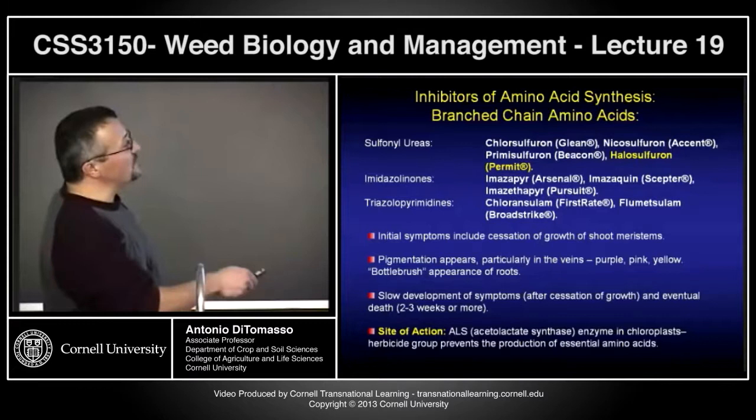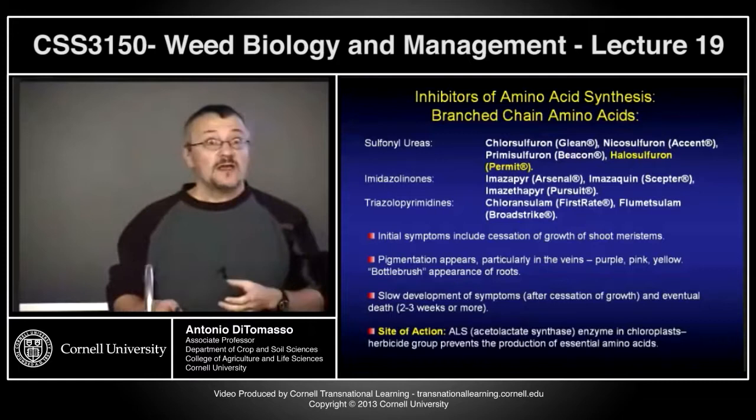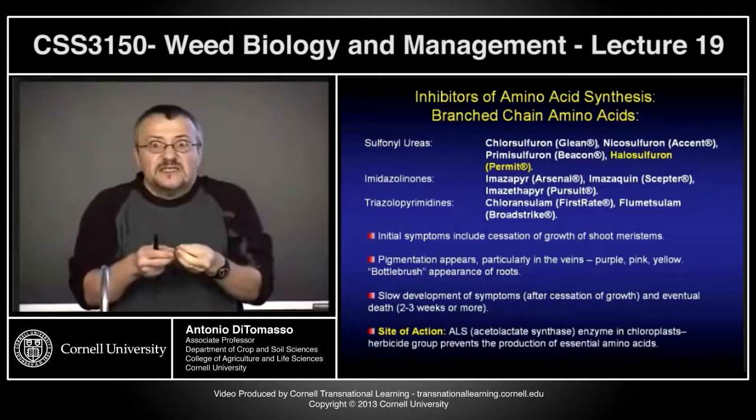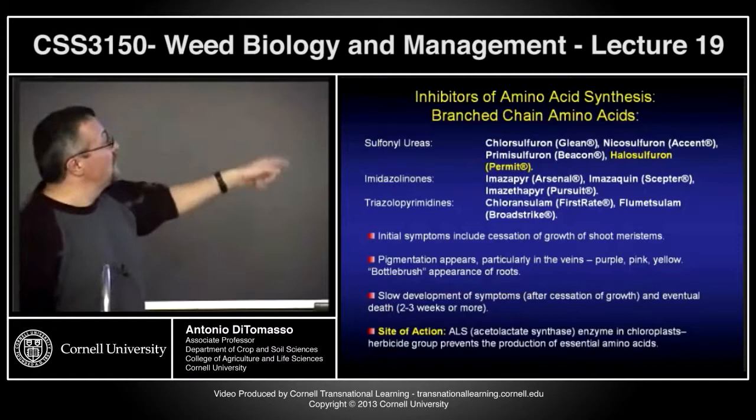Initial symptoms include cessation of growth in the shoot meristems. You get this purple look. Remember I told you, and I'll show you a picture in case, a bottle brush appearance of roots. If you pull out some of these roots, and sometimes when you see Permit being used, I've seen it, the secondary roots are stunted and short, and it looks like a bottle brush, almost like a comb or a brush. And that gives you an indication. That's a good characteristic for the ALS inhibitors, okay?